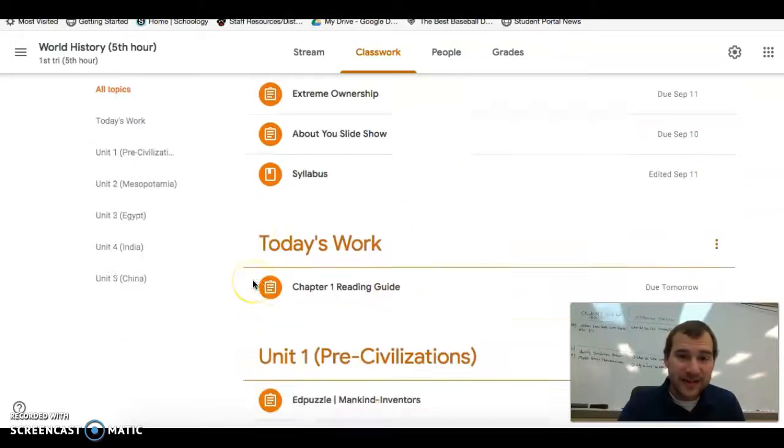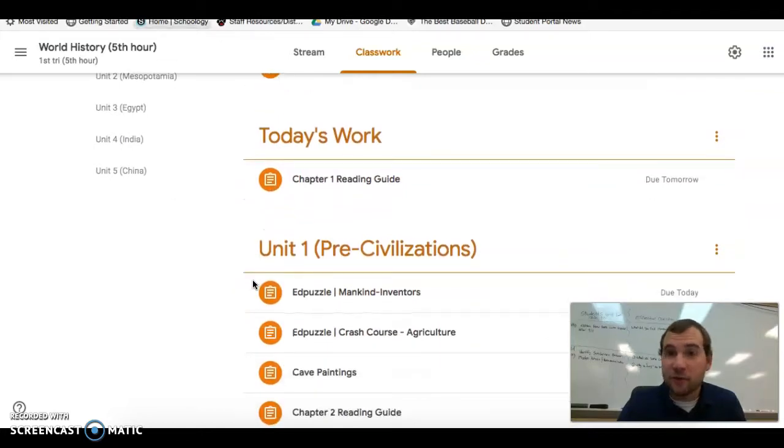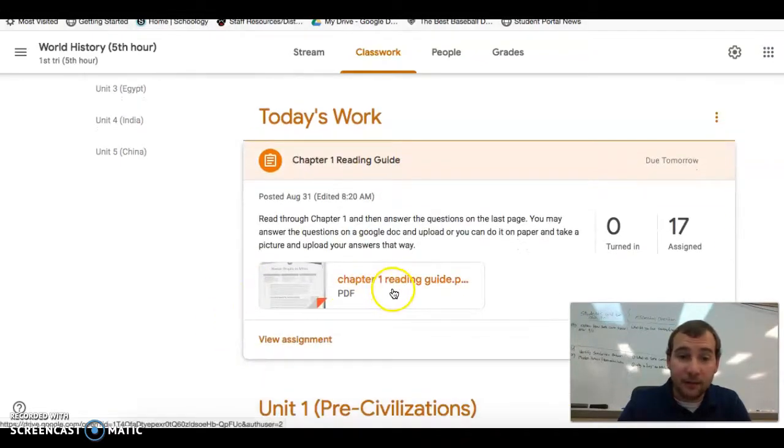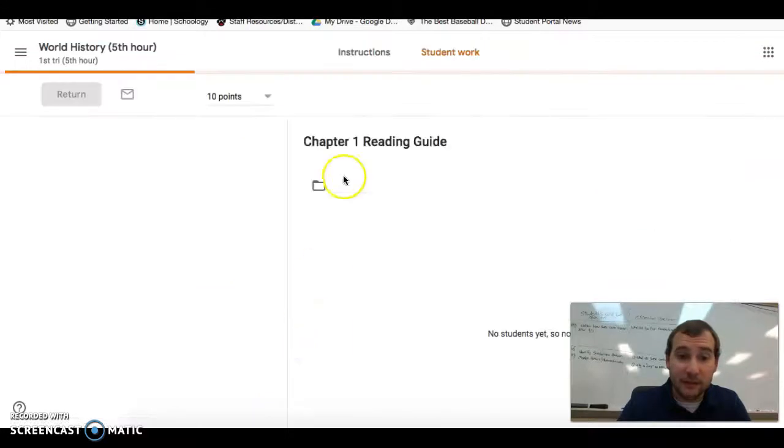Welcome to another week. Starting off with our pre-civilization unit, going to be a smaller one. Again, starting all the way back with kind of, I would say, caveman times. So we're going back to like the Neolithic age and kind of the Paleolithic age. Today's assignment's pretty simple, just a simple reading guide. What you're going to do here, I'll just kind of bring up the assignment for you.